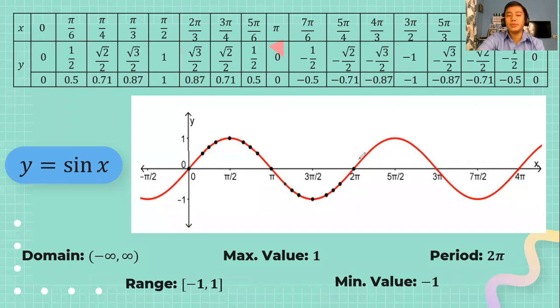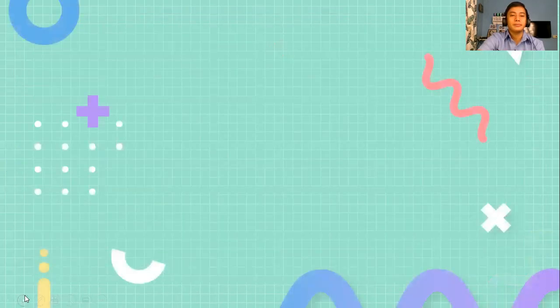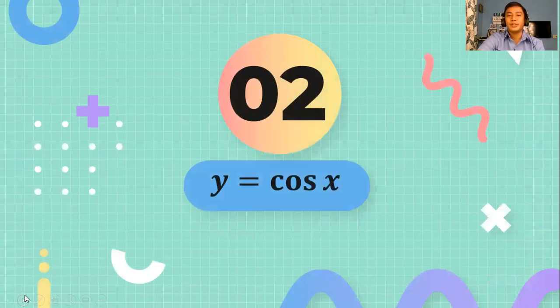So every 360 degrees, there is a periodic repetition of this graph. Let's have number 2, the cosine function. It is represented by y = cos x.